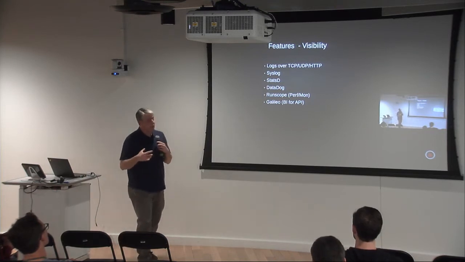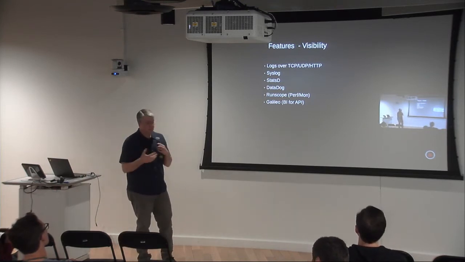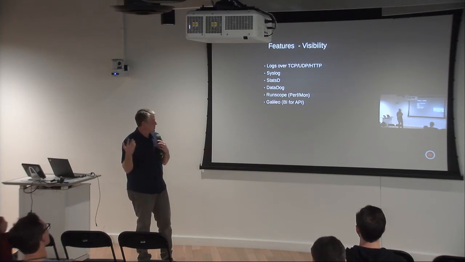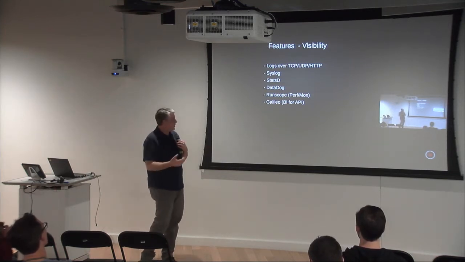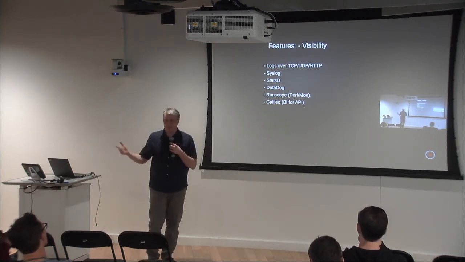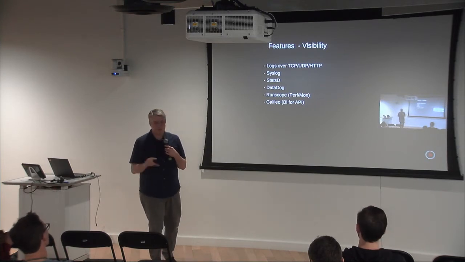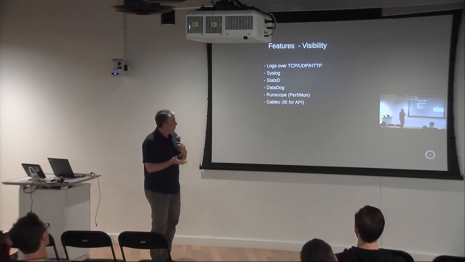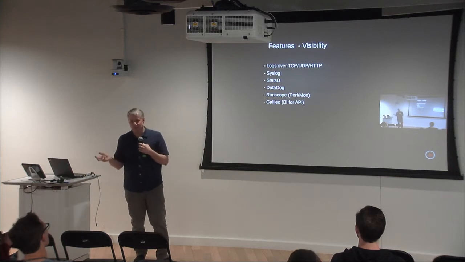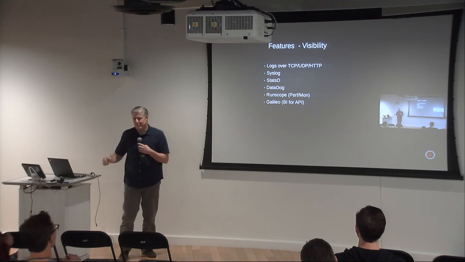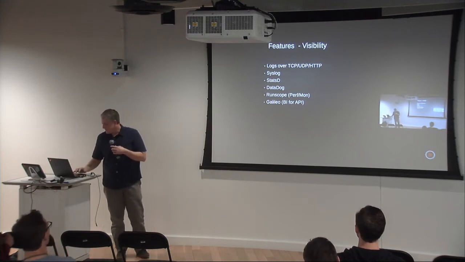Visibility features, right? Logs over several different mechanisms: syslog, statsd, Datadog. Datadog is basically just hitting statsd on the localhost, so it's not super impressive. Runscope and Galileo, neither of which I've used. Does anybody use Runscope or Galileo? Just added it there because somebody might use it.